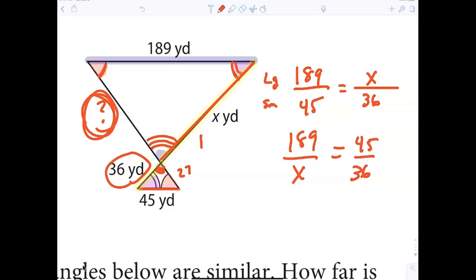151.2 yards. All right? Now, what I want everybody to do is to do the other one. 189 times 36 still divided by 45. Still the same answer, right? So what I'm trying to make sure you're hearing is that it doesn't matter how you set it up. You're always going to get the right answer if you set it up properly. If you didn't set it up properly, you're going to get the wrong answer. Harrison.